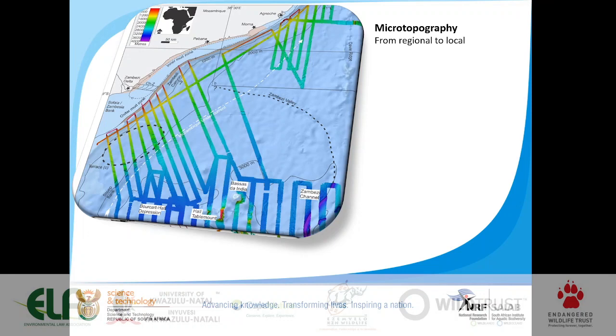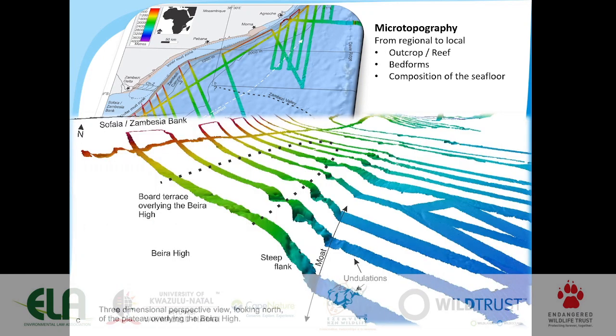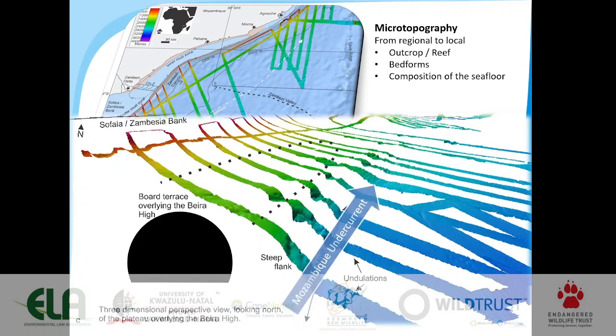From macrotopography to microtopography, we can go from regional scale to local scales within that macrotopographic framework. In this case, off Mozambique, you've got the Beira High, which creates a high plateau, which constrains the Mozambique undercurrent and forces it up against a steepened flank. This starts to develop microtopography in a region.